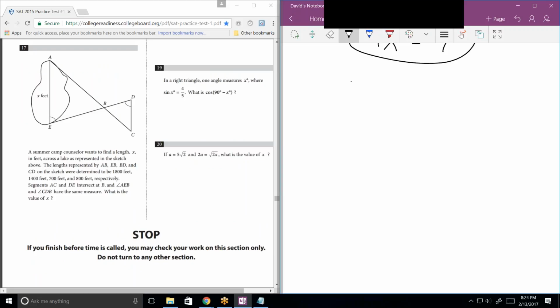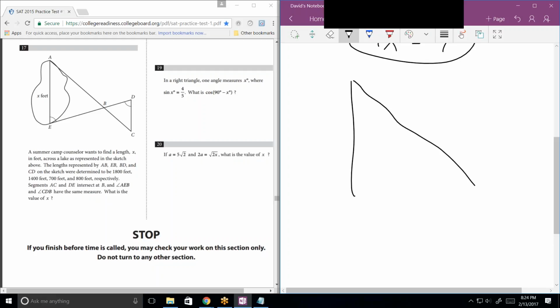Number 19. On the ACT, there's exactly 4 trig questions. On the SAT, I don't know if it's exactly 4, but they're about the same degree of difficulty. Now, they don't tell us the angle. We have to solve for the angle. But they tell us the sine of the angle is 4/5. So if that's my angle, x degrees, how can I dimension this right triangle?